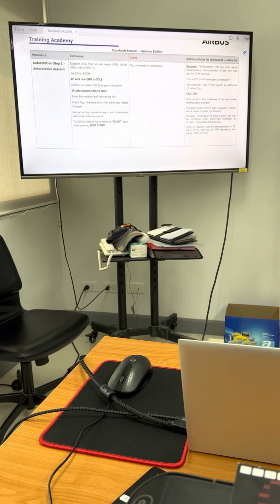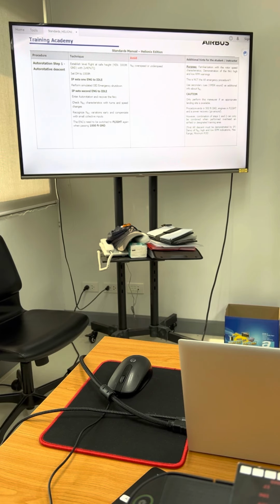So, step 1, auto-rotative descent. Establish level flight at a safe height, minimum 3,000 feet. With 2 times 40% of torque, you set the decision height to 1,000 feet. First, one engine on idle. Then perform simulated OEI emergency shutdown, and set the second engine to idle, enter auto rotation.